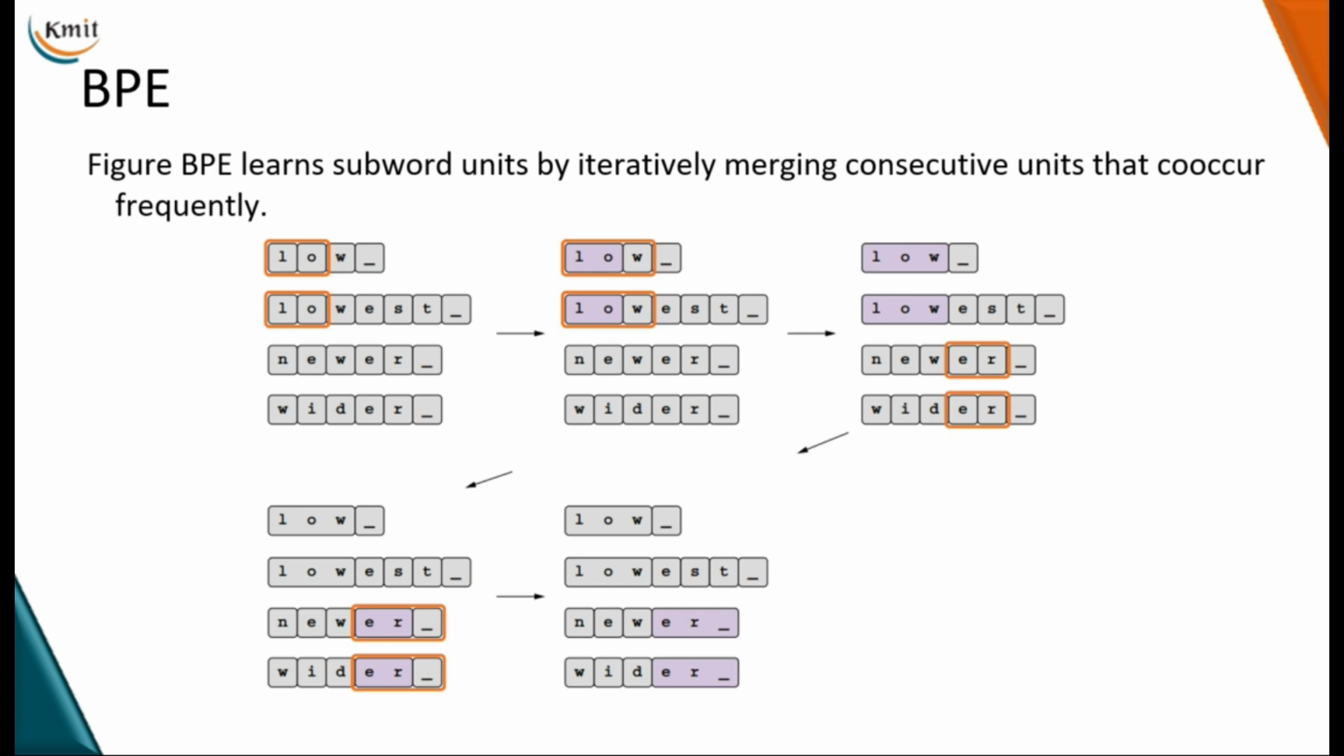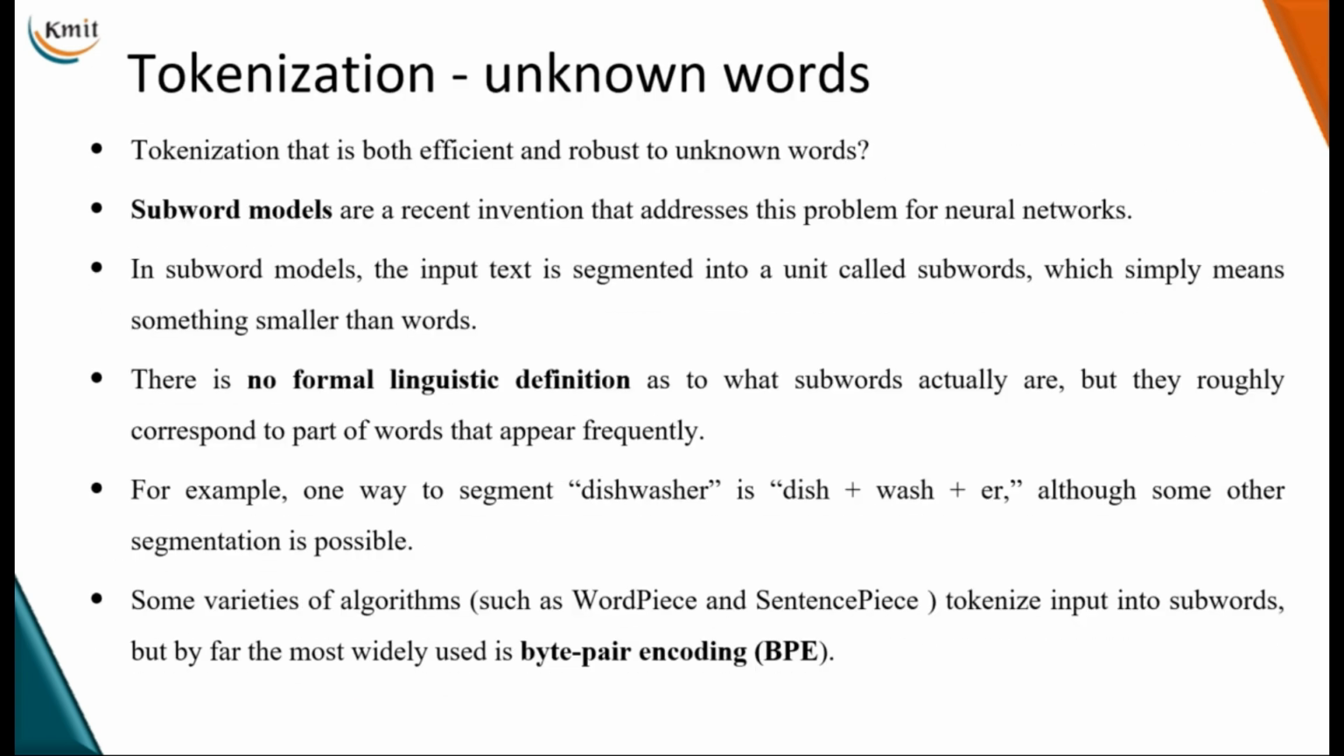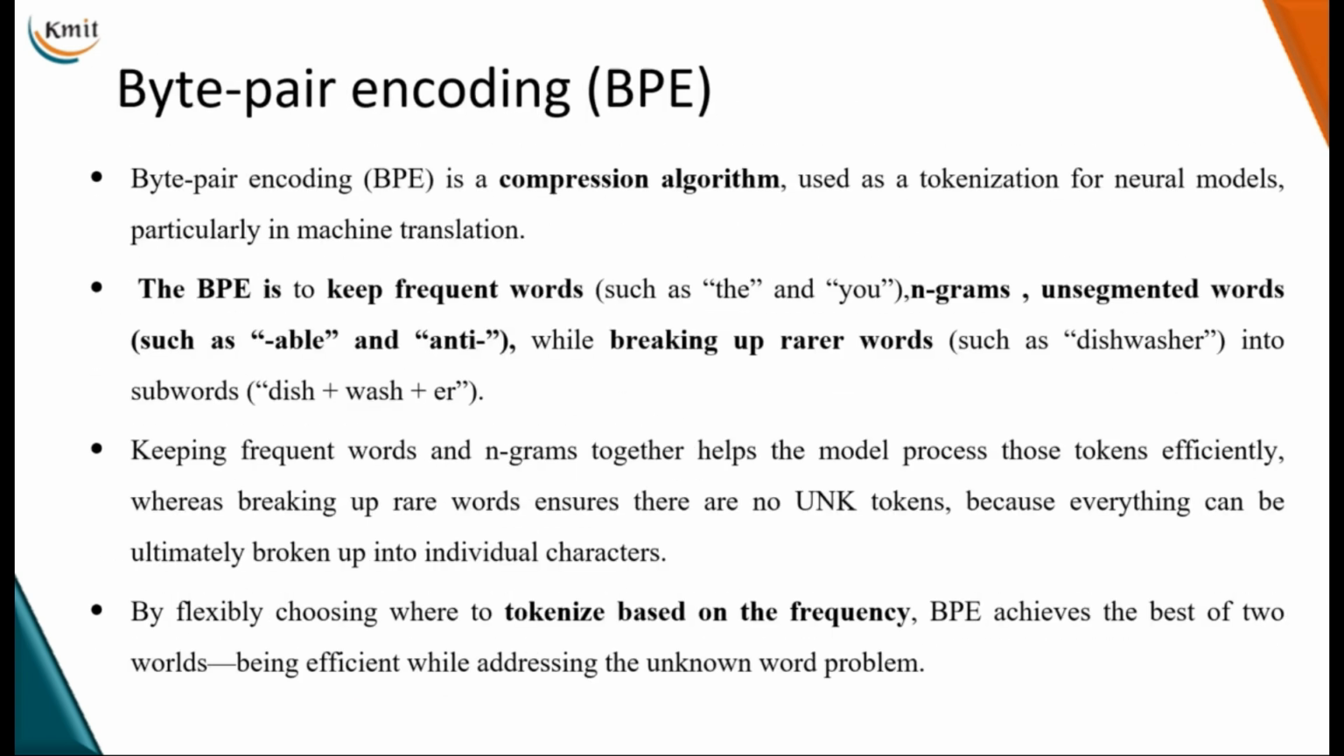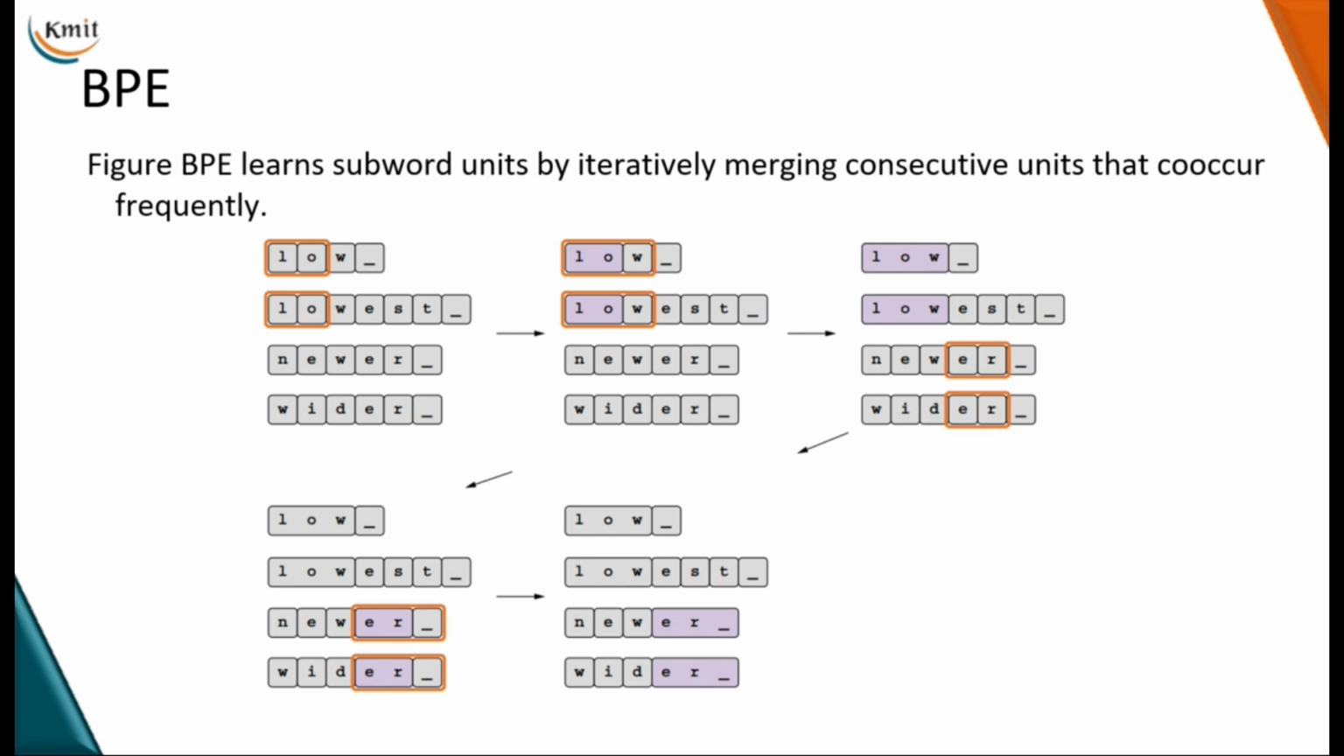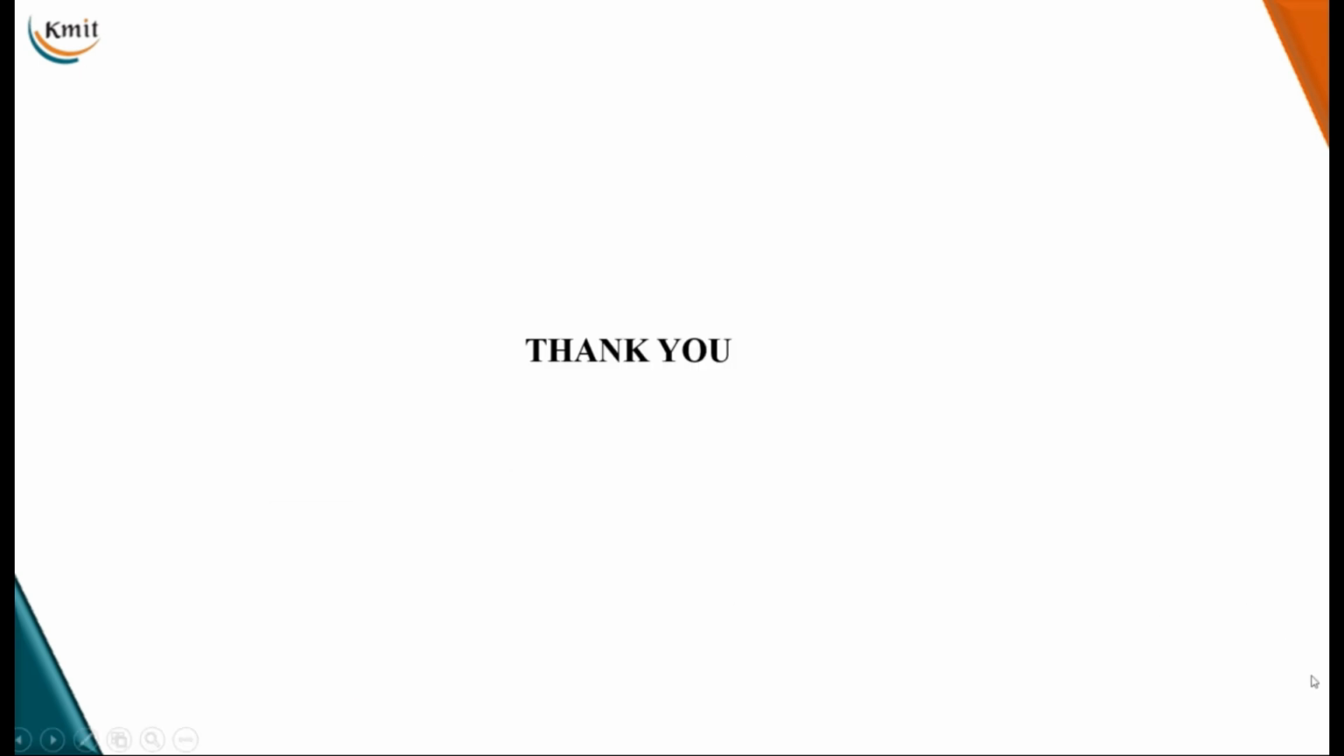So this is how we handle tokenization. We don't go for character tokenization, we don't go for word tokenization, but we use BPE, byte pair encoding subword models, to avoid the problem of tokenization in building real-time NLP models. Thank you.